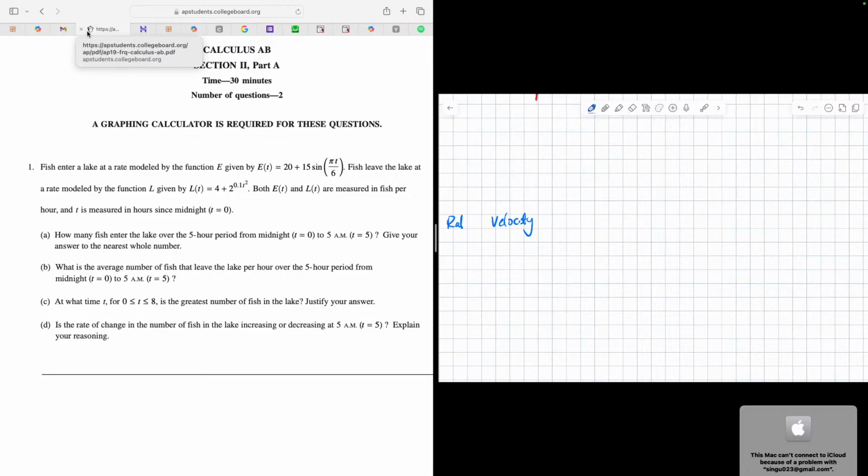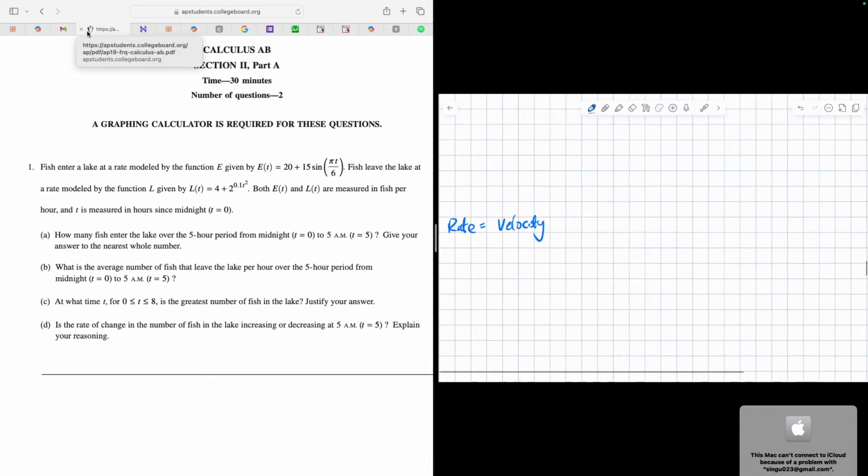Velocity is equal to rate, right? Rate is how fast I'm traveling. So let's say the unit of the velocity is equal to meter per second. Does that make sense? And so in this particular case, if you read through the question, do you see they say fish entering the lake at a rate modeled by E of t equals 20 plus 15 sine of pi t over 6. That is the rate. That's the velocity of fish entering the lake.